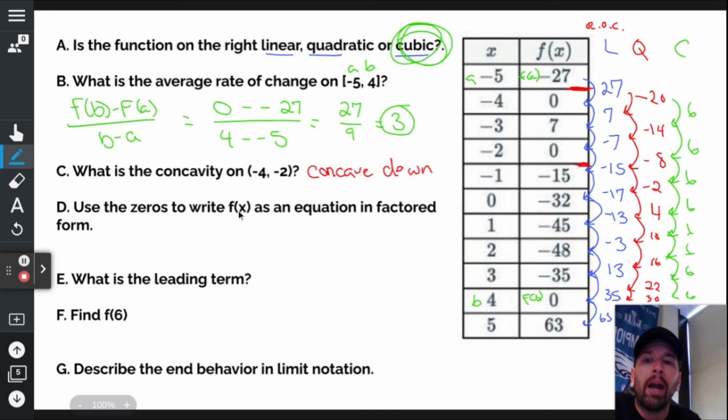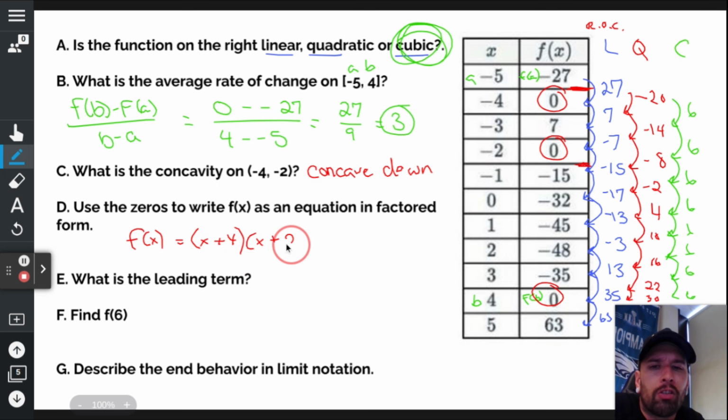Use the zeros to write f of x as an equation in factored form. And since this is cubic, I can do this. Here's a 0, here's a 0, here's a 0. My zeros exist at -4, -2, and regular 4. So f of x is going to be x minus the opposite of each 0, just like we saw in the previous problem with the conjugate ones. So x minus -4 is x plus 4. X minus -2 is x plus 2. And x minus 4 is x minus 4.